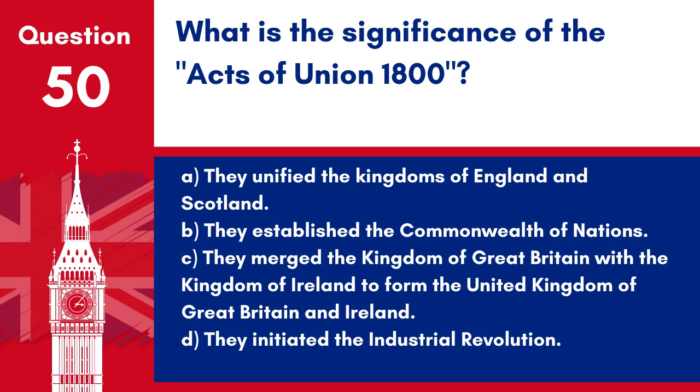Question 50. What is the significance of the Acts of Union 1800? A. They unified the kingdoms of England and Scotland. B. They established the Commonwealth of Nations. C. They merged the Kingdom of Great Britain with the Kingdom of Ireland to form the United Kingdom of Great Britain and Ireland. D. They initiated the Industrial Revolution.